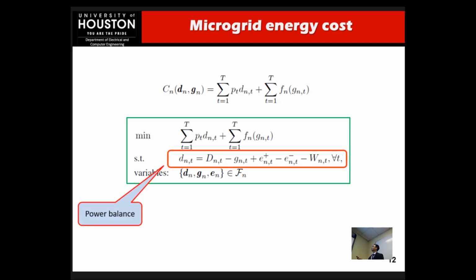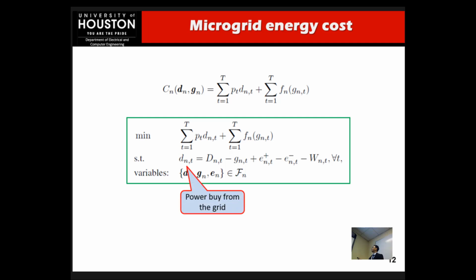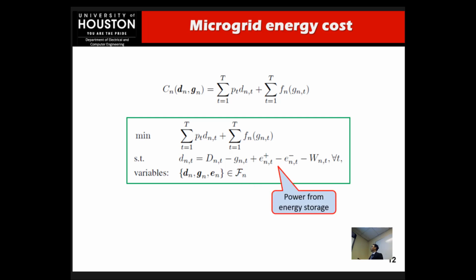So the objective function is to minimize the energy cost, and we have a power balance constraint here. So this is the amount of power bought from the main grid. And this is the total demand. This is the amount of power generated locally. This is the amount of power from the energy storage device. And this is the power generated from renewable generation, if available.